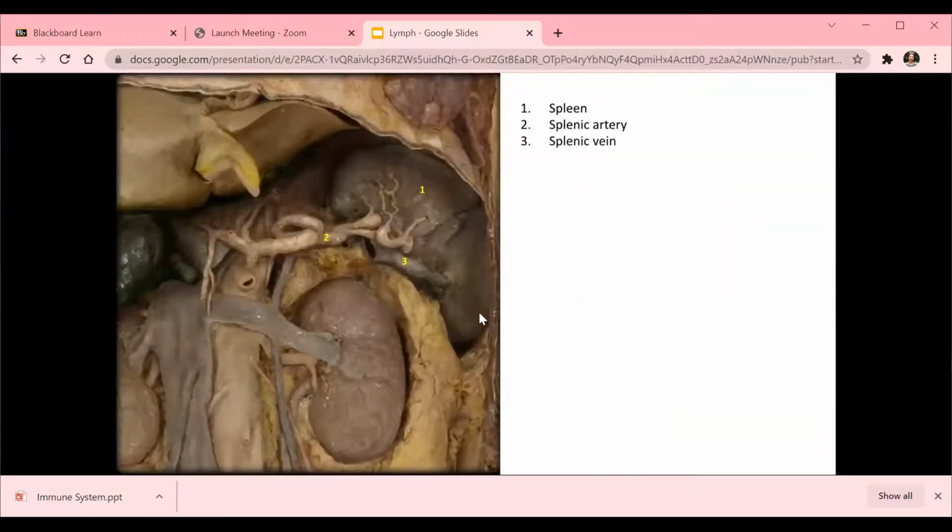Here is the spleen in the cadaver. You can see the structure. You can see the hilum, the splenic artery, and the splenic vein. The spleen is located beneath the diaphragm in the left side of our abdomen.